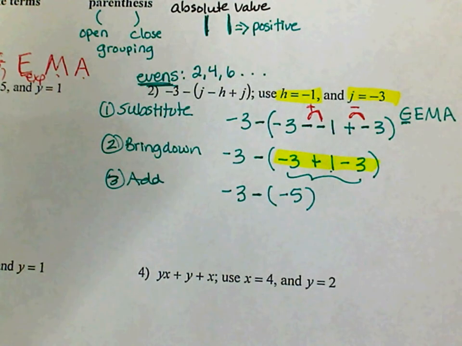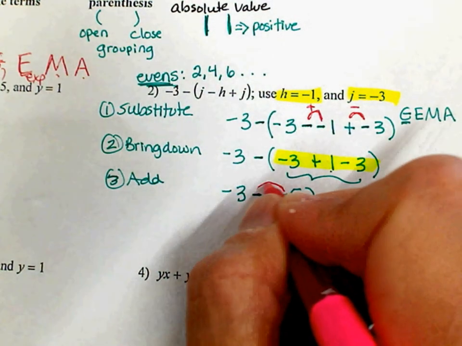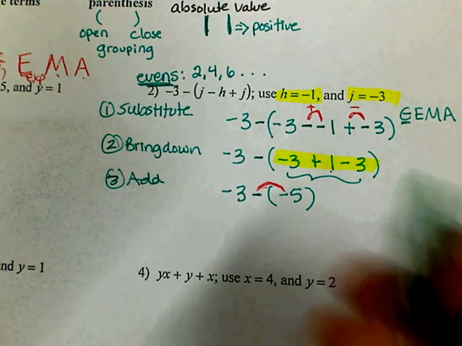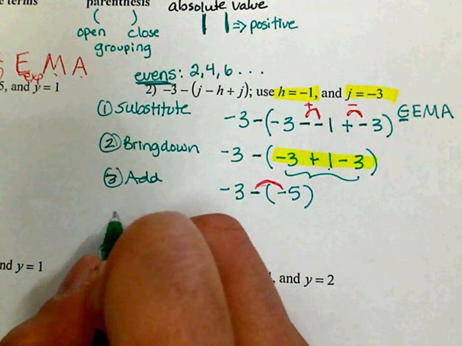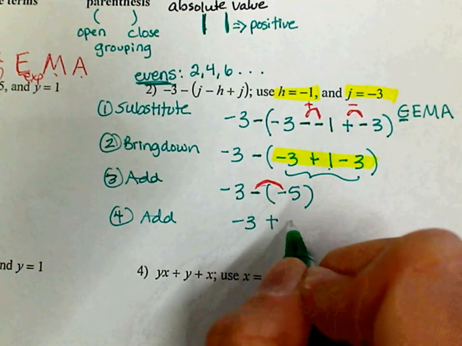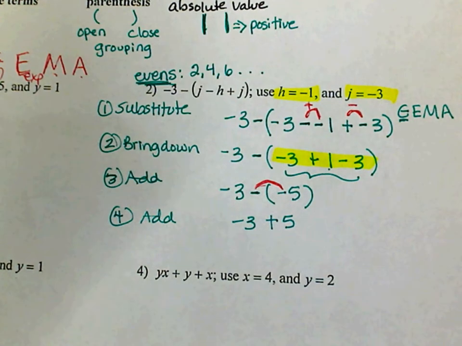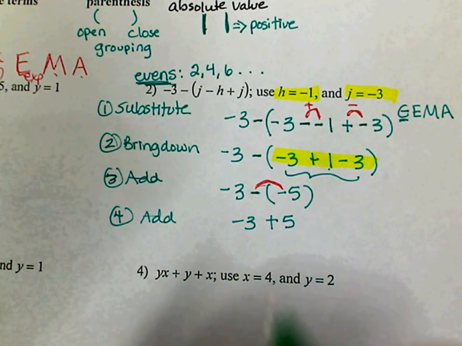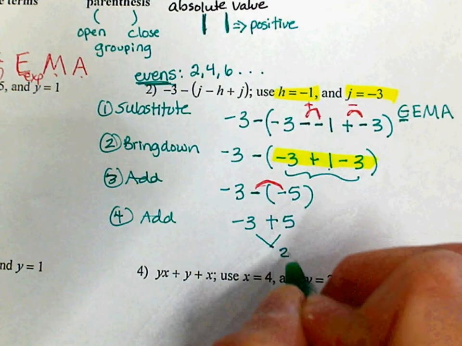Okay? Now you see how these two are together? A negative and a negative becomes a positive. So now we are going to add. So -3 plus 5, right? What is -3 plus 5? 2. And there's your answer.